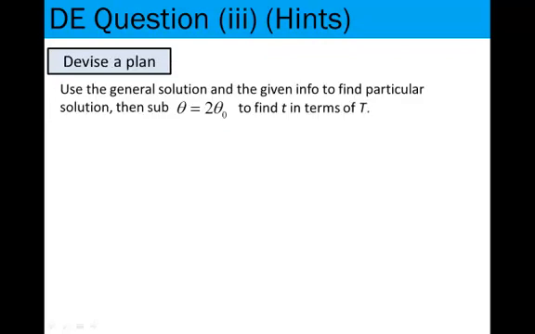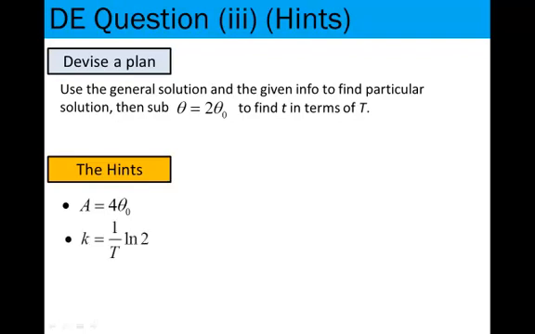The plan would be, since we have found the general solution, we are going to use it together with the given information to find the particular solution, and eventually we will sub in θ equals 2θ0 to find my time in terms of big T. The hints would be that eventually when we find the particular solution, the arbitrary constant A is equal to 4θ0 and the constant k is equal to 1 over big T ln 2.